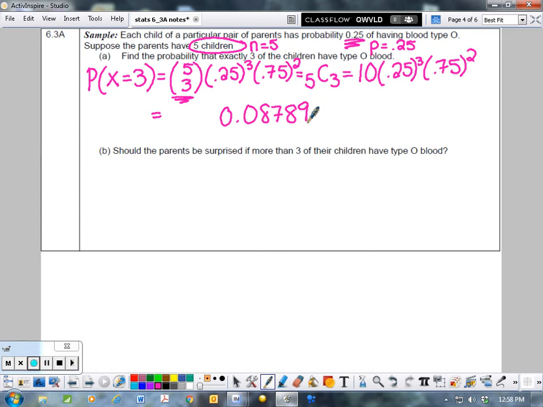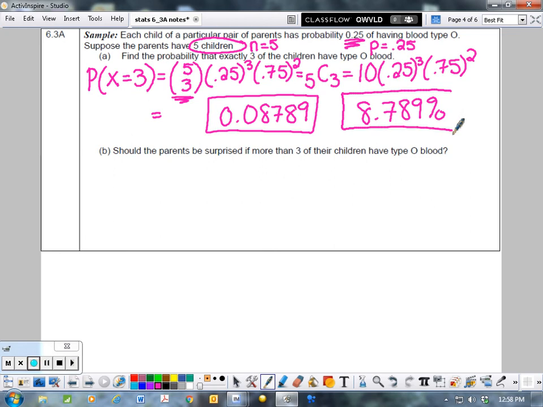And we can leave it as a proportion, or we can turn it into a percentage. It doesn't matter. Just if you're going to turn it into a percentage, do not make a mistake, because that will deduct you points. Okay, so that's how we figure out the probability that exactly 3 of the children have type O blood.